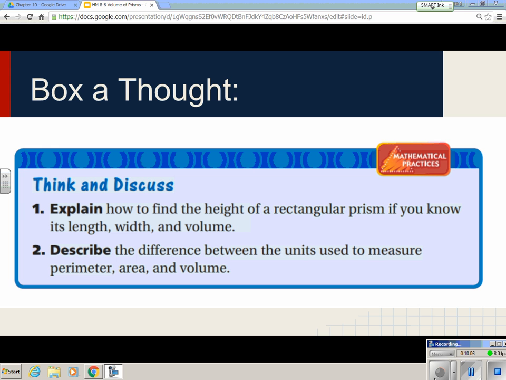All right, go ahead and complete your box of thought. Come back with full sentences explaining and describing the two questions.